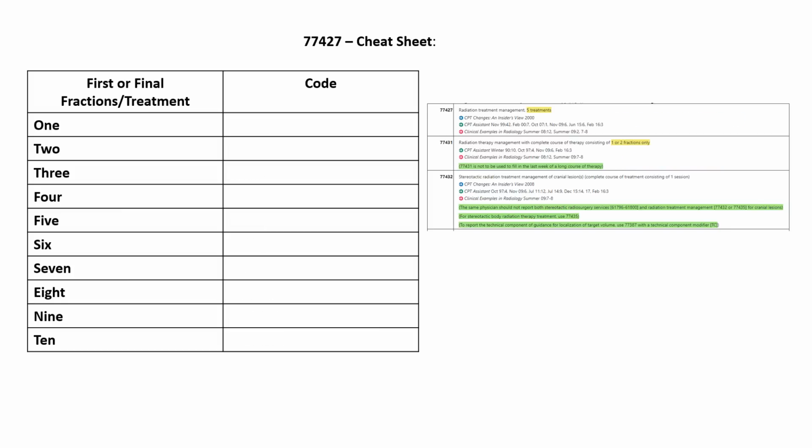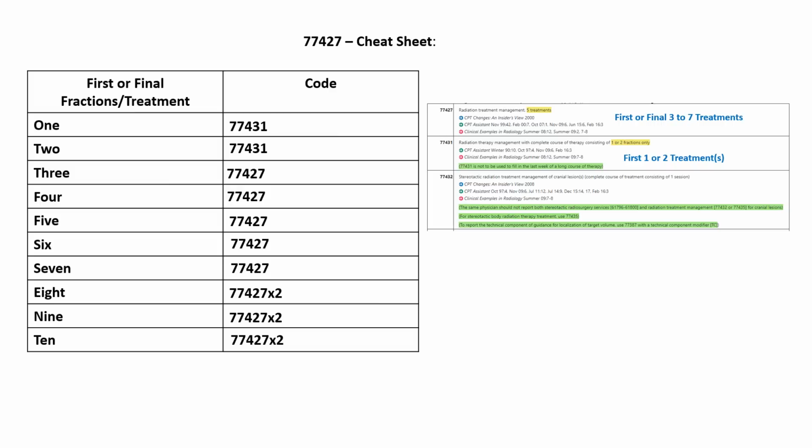And this completes our instruction on radiation treatment management. And hopefully you have a better understanding of codes 77427 and 77431. Feel free to screenshot this cheat sheet if it helps you. Outstanding. Until next time, I'm Mrs. J.